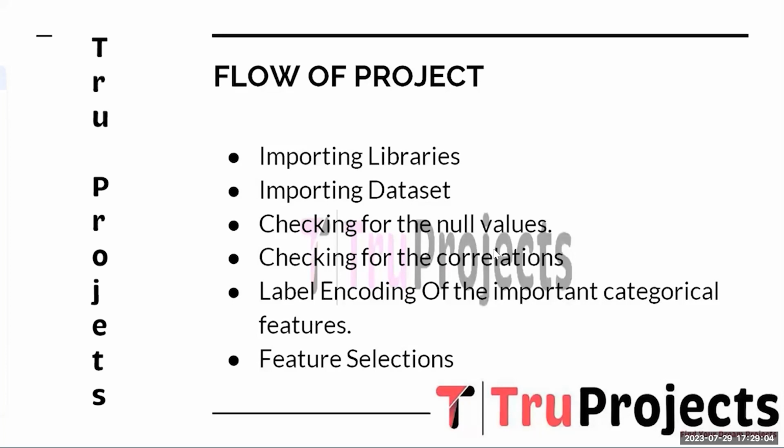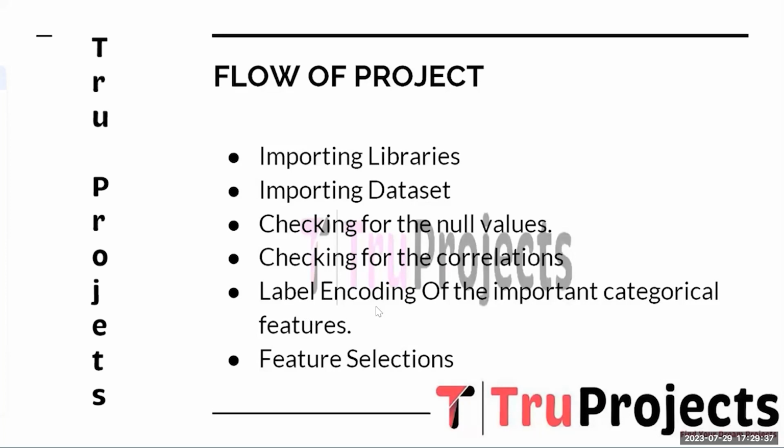And the third one is checking for the null values. The dataset is checked for any missing or null values. If present, appropriate handling techniques such as imputation or removal are applied to ensure data completeness. And the fourth one is checking for the correlation. Correlation between the different features is examined to identify the relationships that influence the student's academic performance. High correlation indicates features that are redundant and highly related, which could be considered during the feature selection.